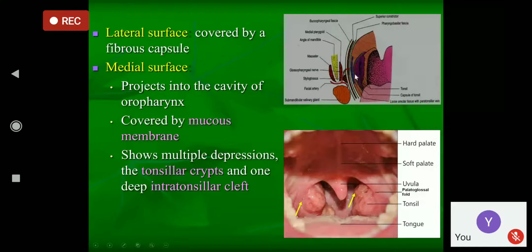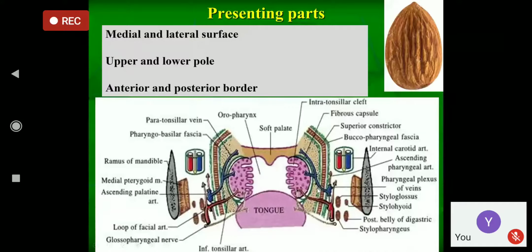Just see the lateral surface is covered by the fibrous capsule. We have the fibrous tissue containing the paratonsillar vein. Then we have the pharyngobasilar fascia, superior constrictor muscle, then buccopharyngeal fascia. The medial surface will project into the cavity of the oropharynx. This will be covered by the mucous membrane, and we have the numerous tonsillar crypts. Among those, one is the deeper one. This is known as the intratonsillar cleft.